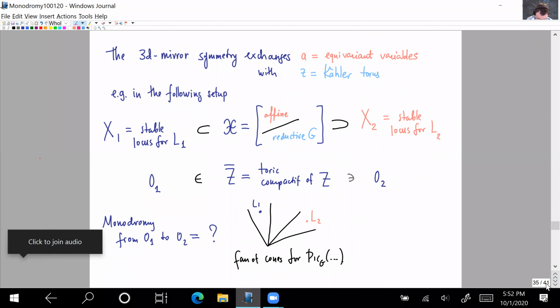And then as I said before, there's a 3D mirror symmetry that exchanges the equivariant variables and the scalar variables. And so then you can ask, what about the similar setup? What would be the mirror setup in the scalar variables? An example of that is the following setup.